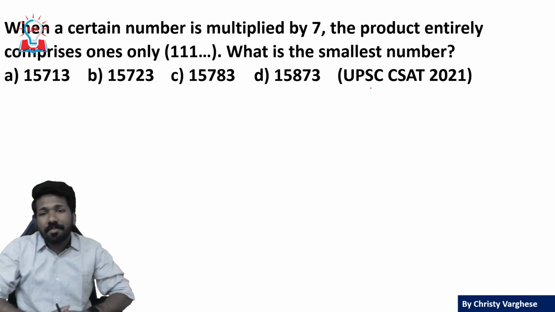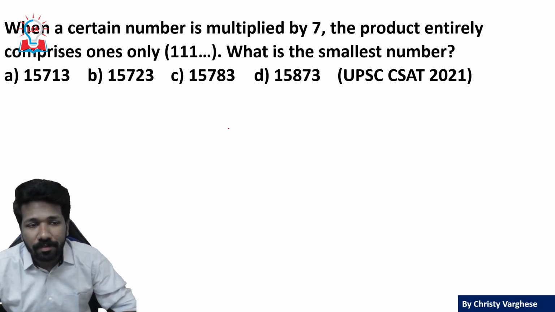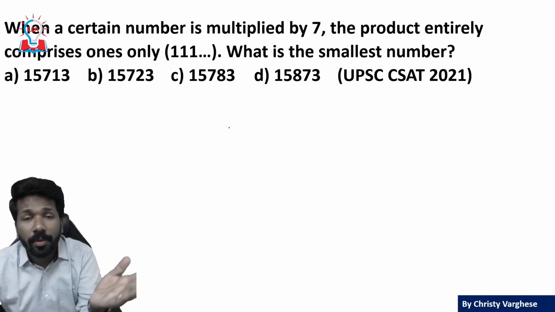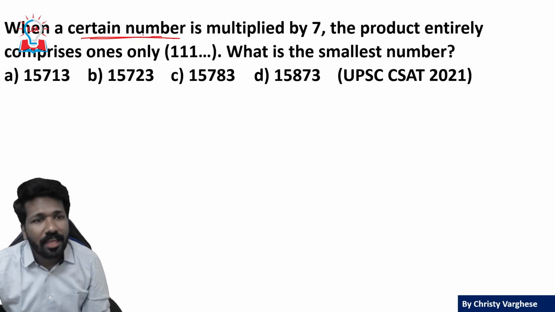When a certain number is multiplied by 7, the product entirely comprises only ones, 1, 1, 1, 1. How many ones we don't know. What is the smallest number? So we need to find that certain number.